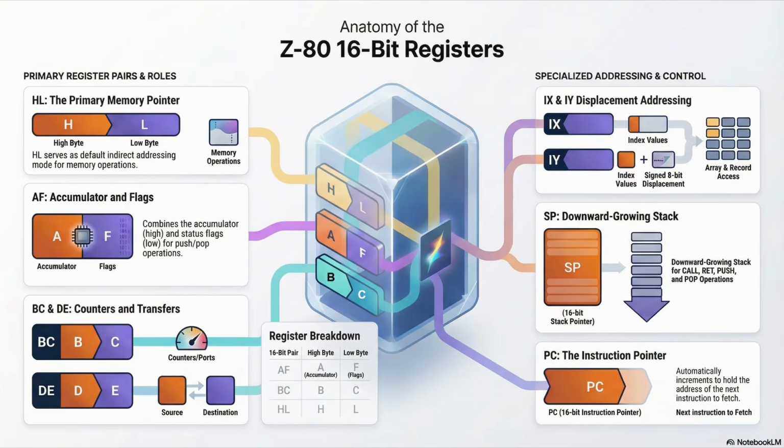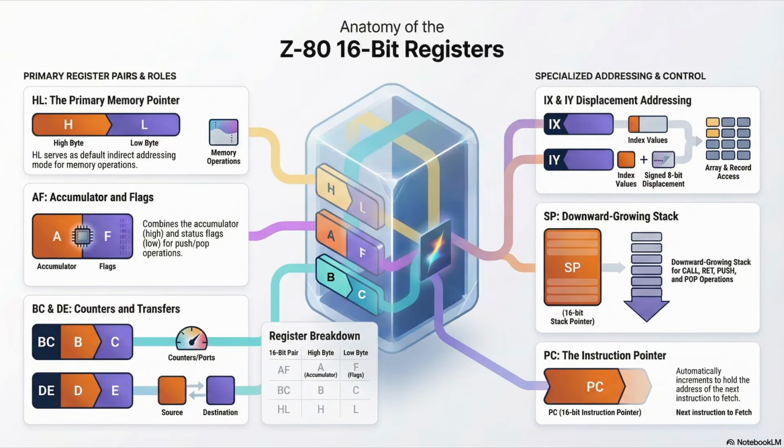HL, the primary memory pointer. This is the default indirect addressing mode register. IX, the index register for advanced memory addressing. IY, a second index register, often used for table lookups and stack frames. SP, the stack pointer, points to the top of the software stack. PC, the program counter, holds the address of the next instruction to fetch.